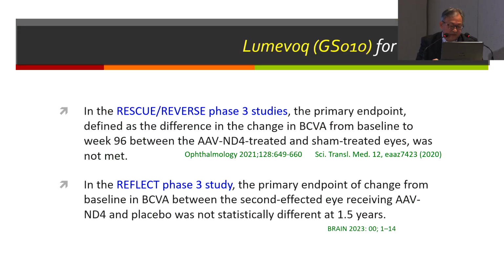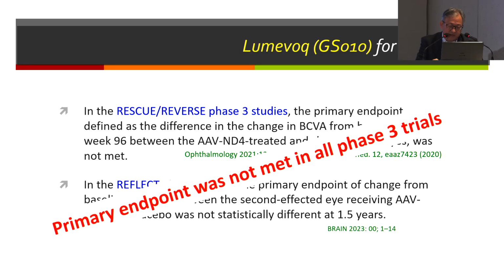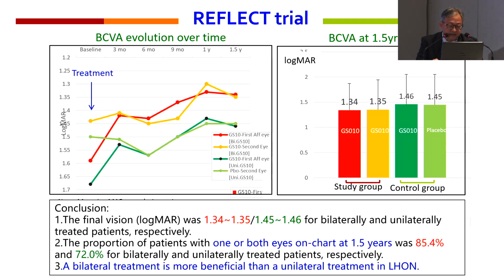So in both the REFLECT and RESCUE-REVERSE studies, the primary endpoint was not met, in all three phase 3 trials. And this is a small figure released by the company, but not published in the Brain journal. On your left-hand side, you can see the figure of the average visual acuity. That's not the change of visual acuity, but the true visual acuity traced along the timeline.